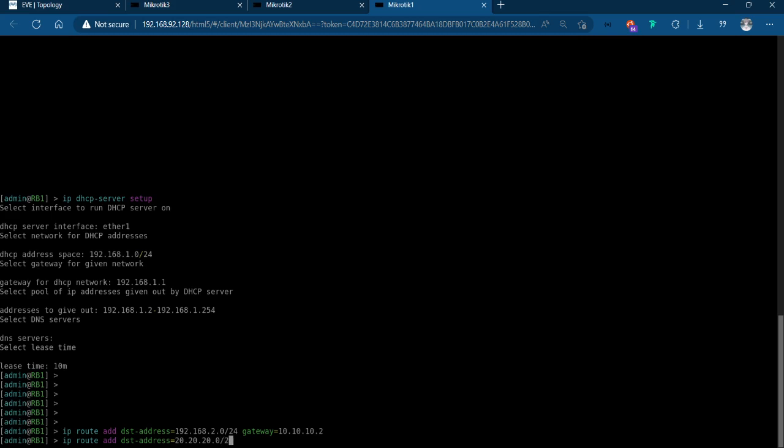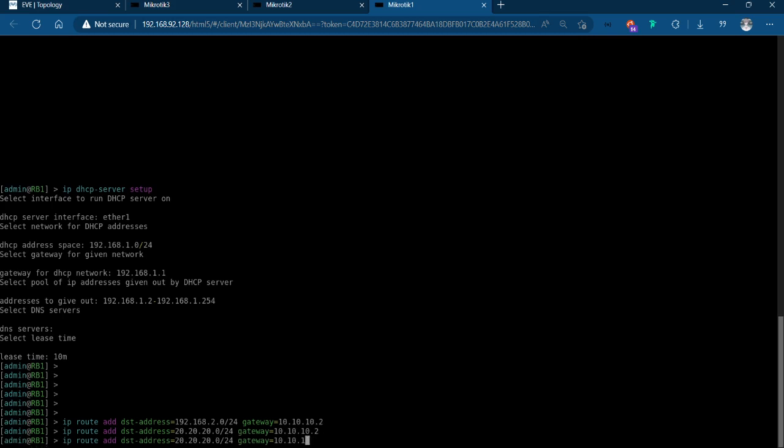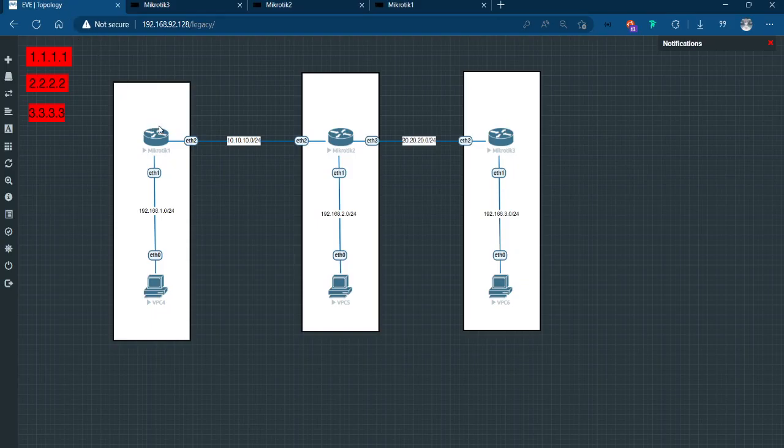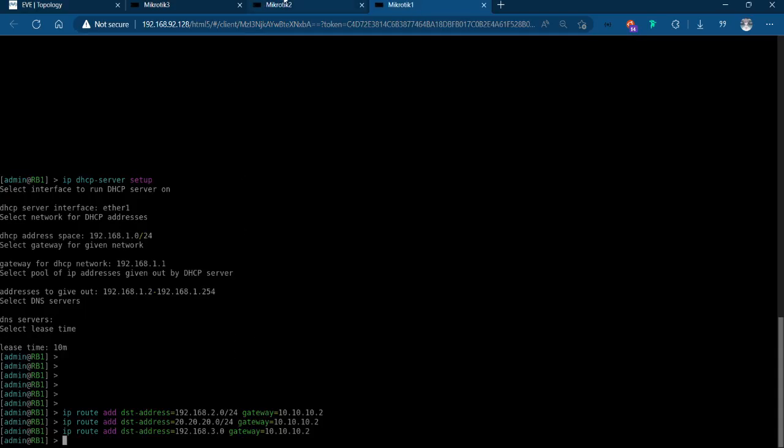Okay, for the gateway it's going to use this gateway, and we are routing to 3.0. The gateway is using 10.10.10.2. After that, let's go to Mikrotik number two. We are routing to this, this, and then this. Okay, I forgot something.